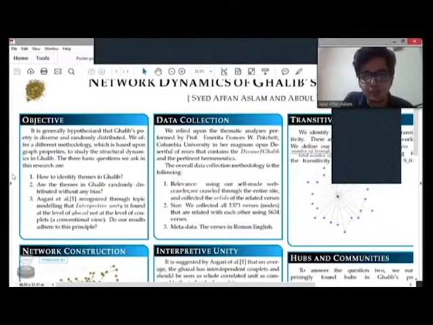Network analysis of a poet. In Urdu tradition, we have Ghalib, and his poetry also involves Persian poetry as well as Urdu poetry. So our idea was to use digital analysis to see whether we can categorize his themes or not. In Urdu tradition, it is said that the theme of a poetry cannot be recognized very well.